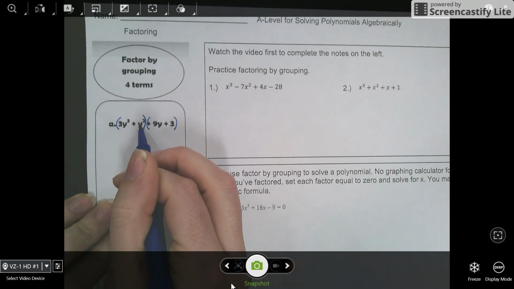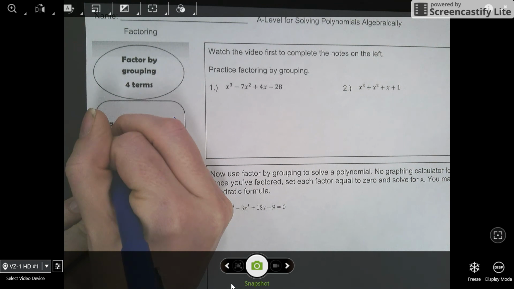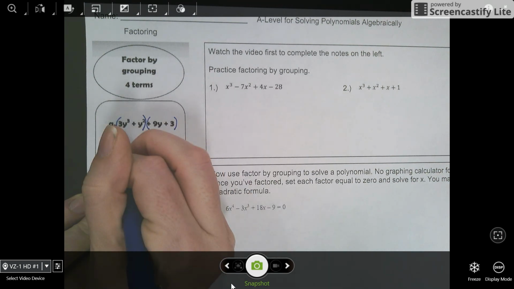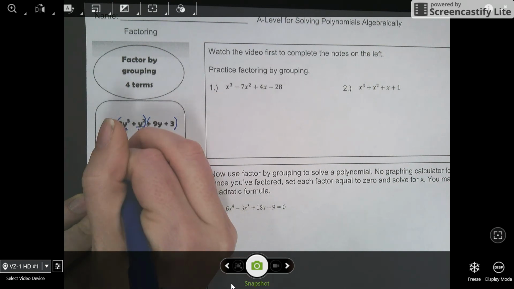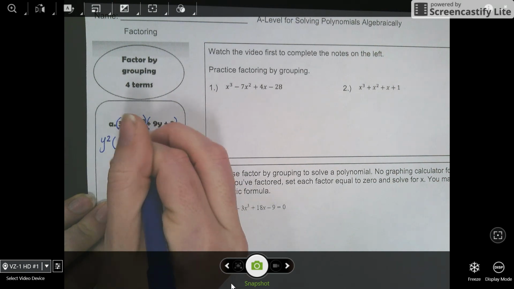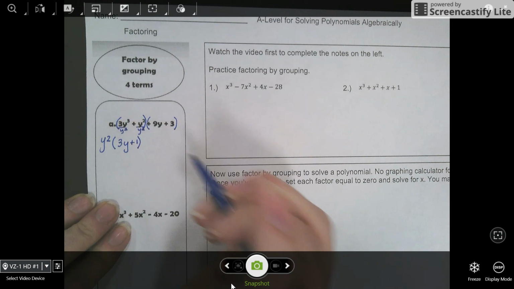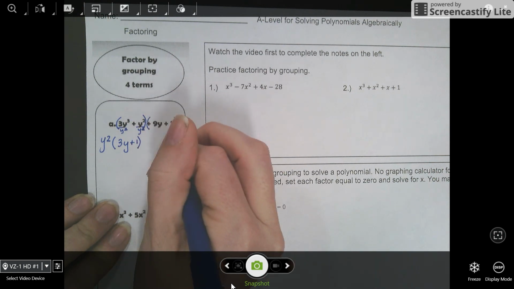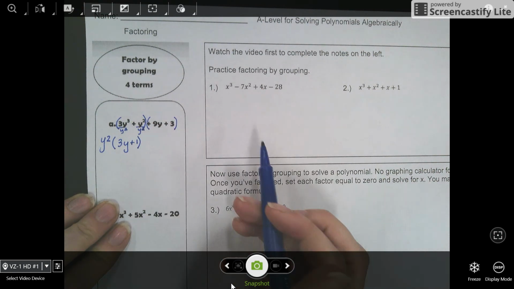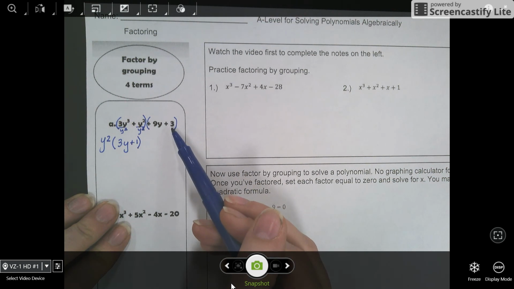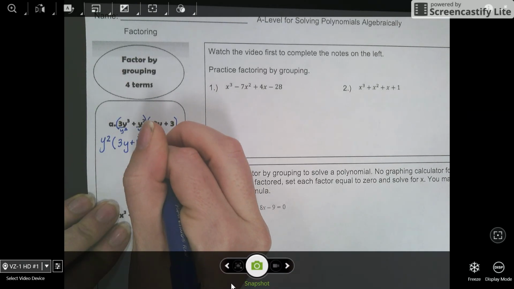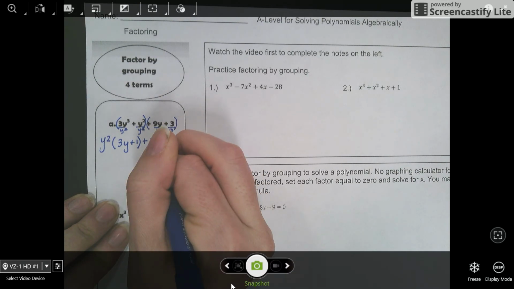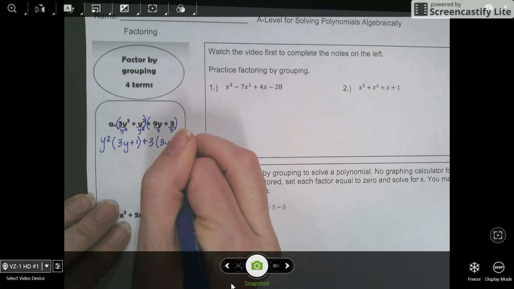So in this case, my greatest common factor between these two terms is y squared. And then I can divide both of these by y squared to see what I have left. So that's going to give me 3y plus 1. And here I'm going to pull out my greatest common factor between 9y and 3, and that's going to be 3. So I'm going to divide both of these by 3, and I have 3y plus 1.